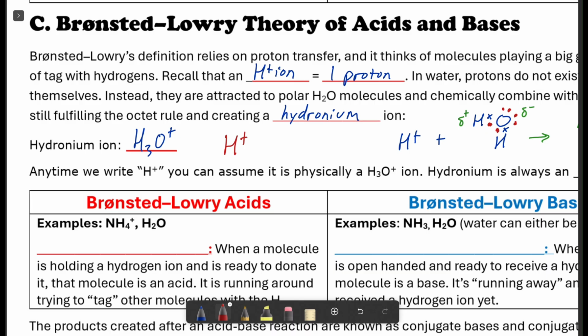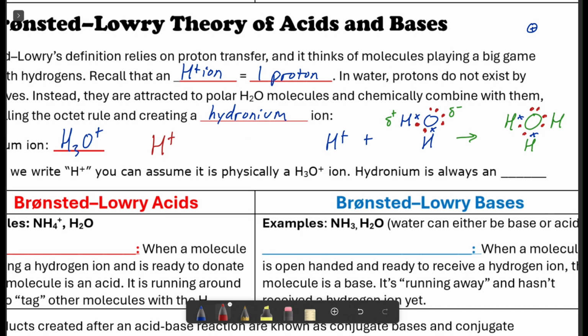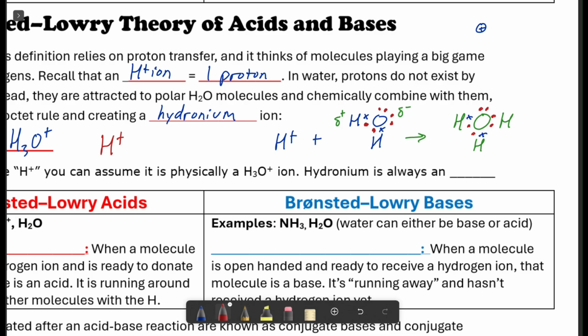All right. Anytime that you write H plus and it's inside of a watery solution, just assume it's physically hydronium. It's H3O positive. Same thing. And I will interchange between those. If I say H plus, what I mean is hydronium. If I say hydronium, what I mean is H plus. Same thing. Okay, hydronium is always an acid. More acid means more hydronium. More hydronium means more acid.